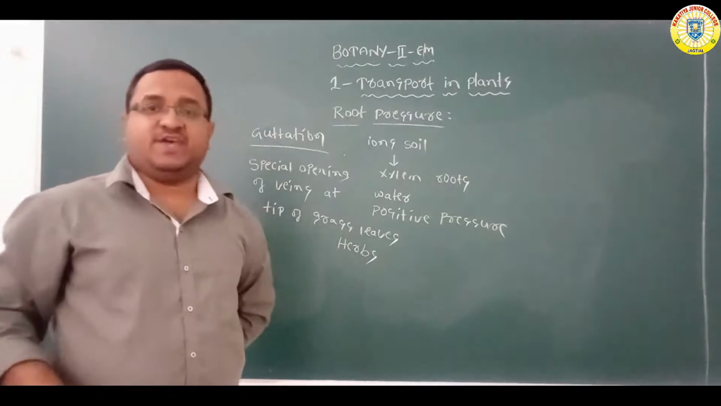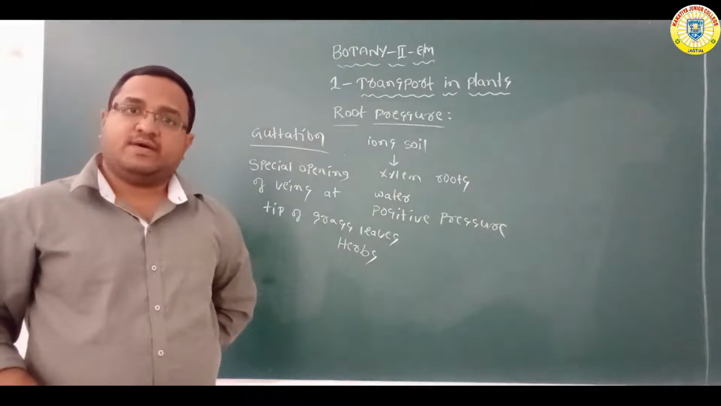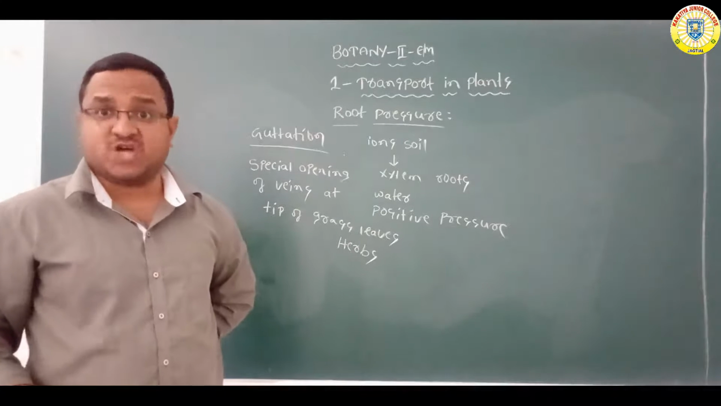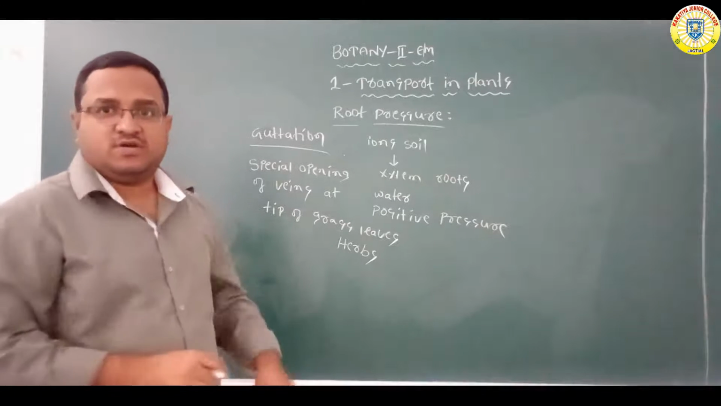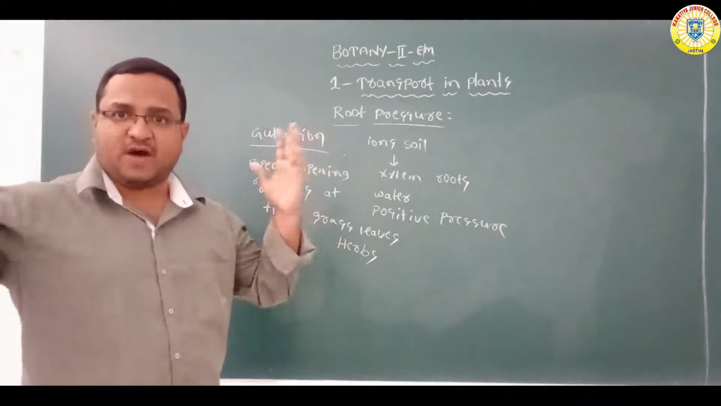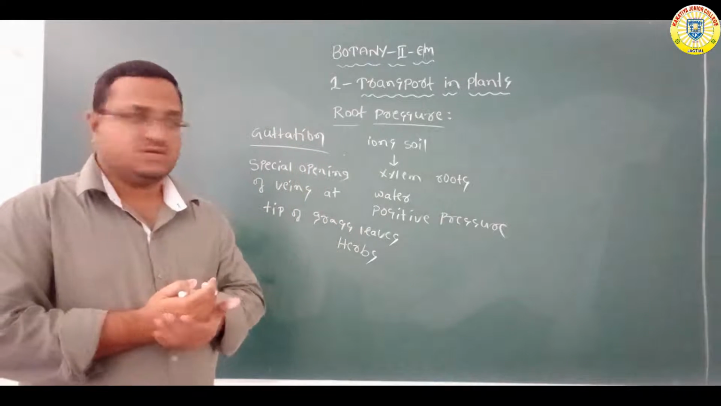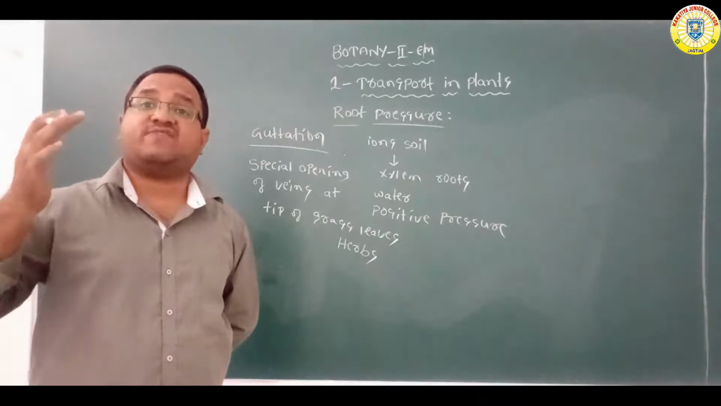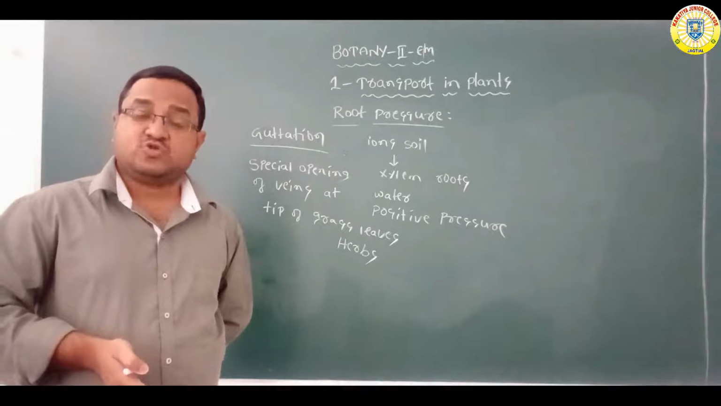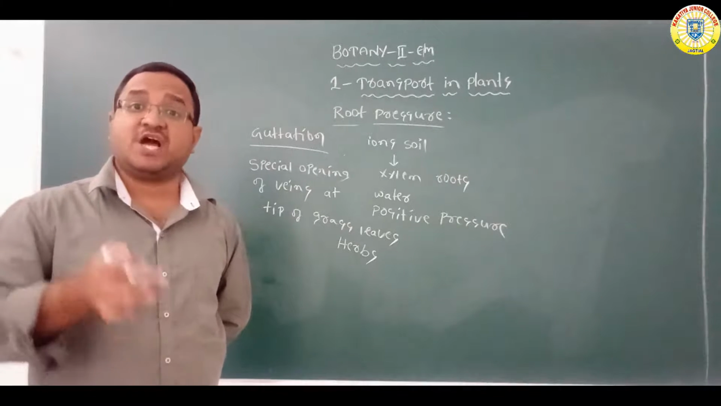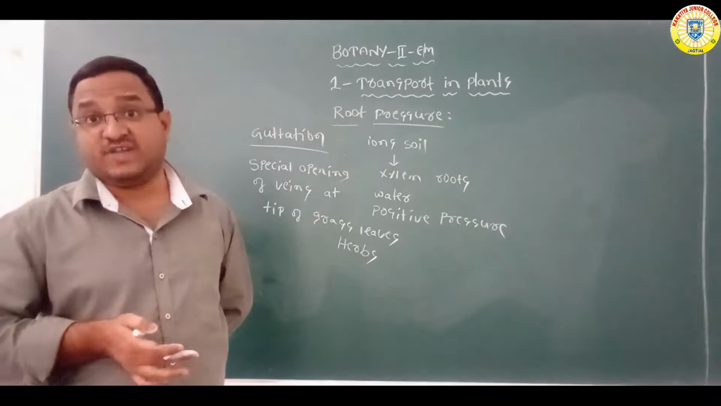The loss of water in liquid form is called guttation. So excess water collects in the form of droplets through the special openings of the veins at the tip of the grass leaves.